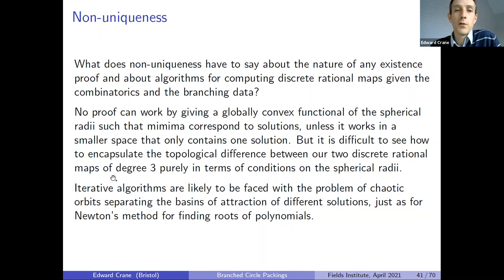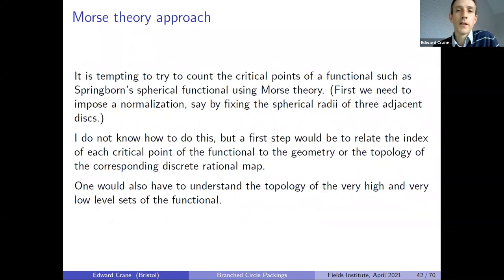And it also means that if you have an iterative algorithm, you're going to face the problem that you get when you try to find the roots of a polynomial with Newton's method, which is that there are going to be some bad starting points where you can't decide which of the two basins of attraction you're going to land in. So what we want to do is show the existence of critical points and maybe even count the critical points.